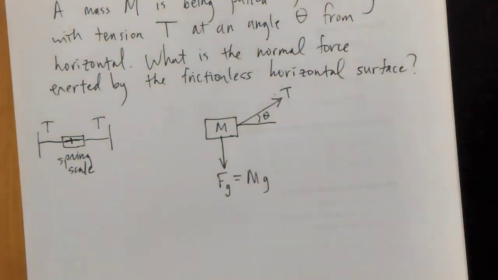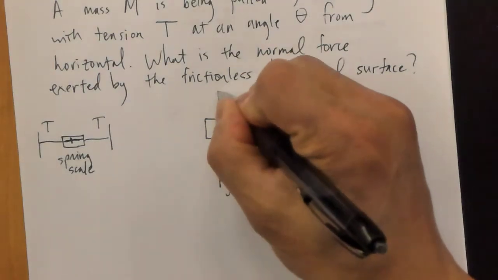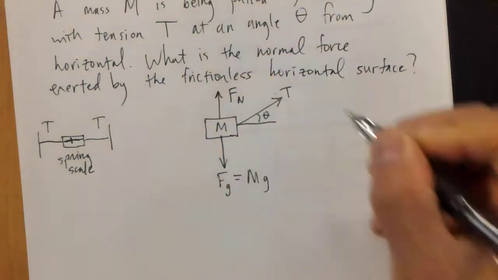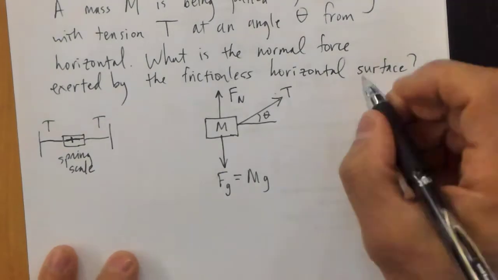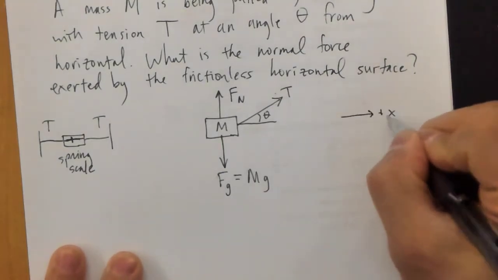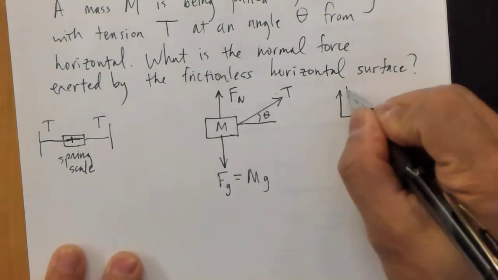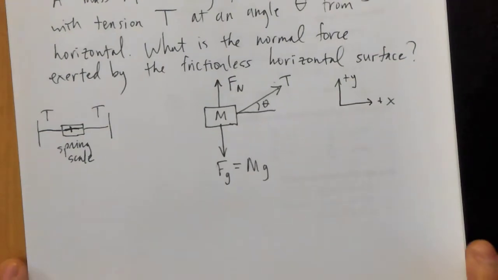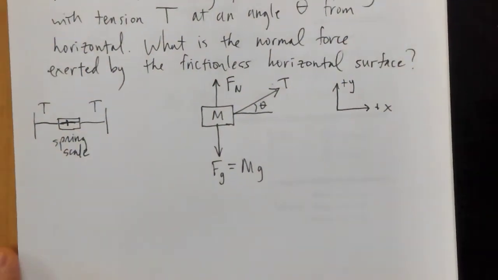And then what's another force that we have here? Normal force. Okay, so we have a normal force, Fn, that's pointing straight up like that. So let's take this to be the positive x direction, this to be the positive y direction. And now we're going to get the components of T.